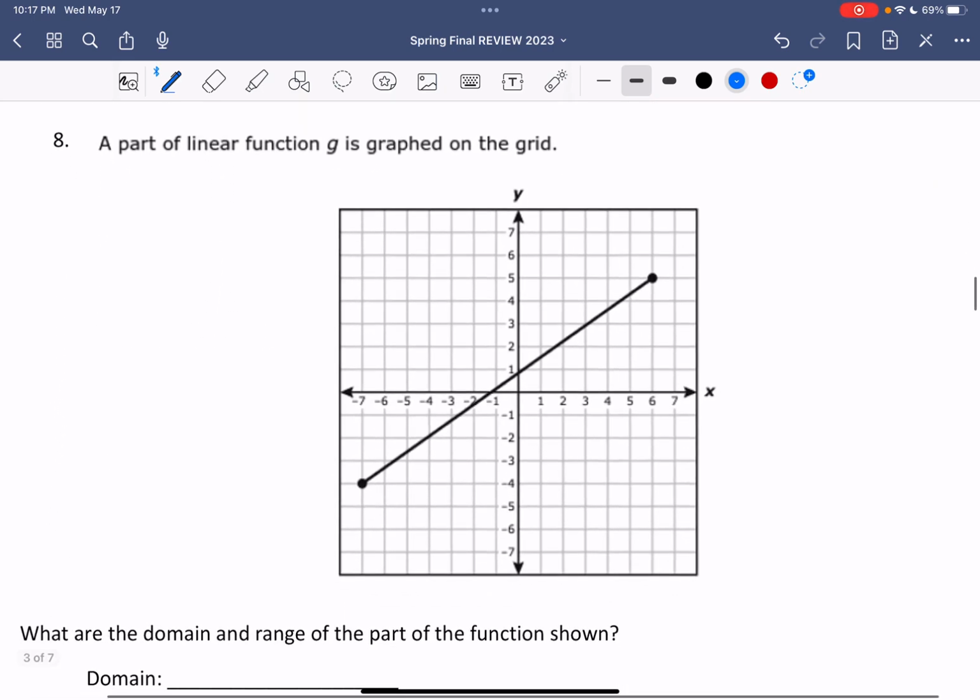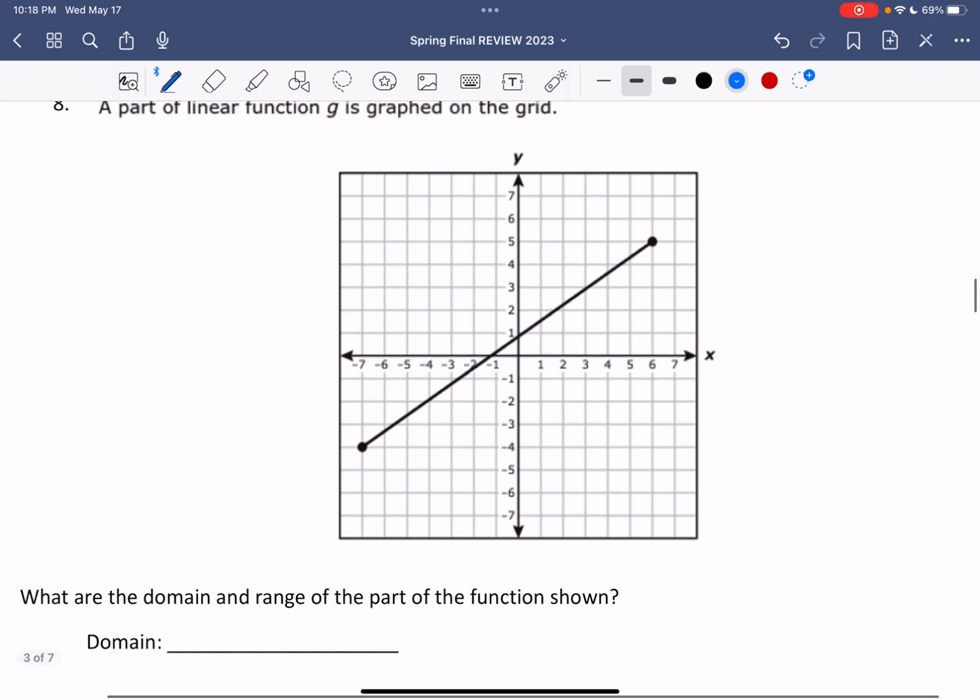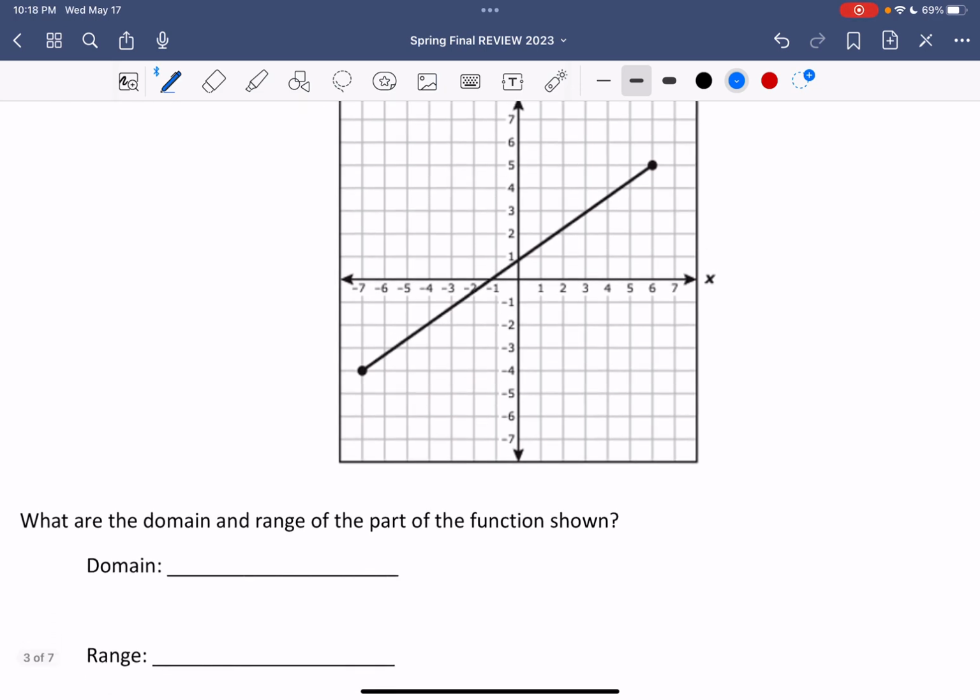All right, a part of a linear function, v, is graphed on the grid. What are the domain and range? So remember your domain is your x values. You're going to read this like a book, so left to right. So you'll go to the furthest left point, follow it to the x-axis. So that starts at negative 7. Go to the furthest right point, go to the x-axis, and that's at 6. Okay, they're both closed circles.